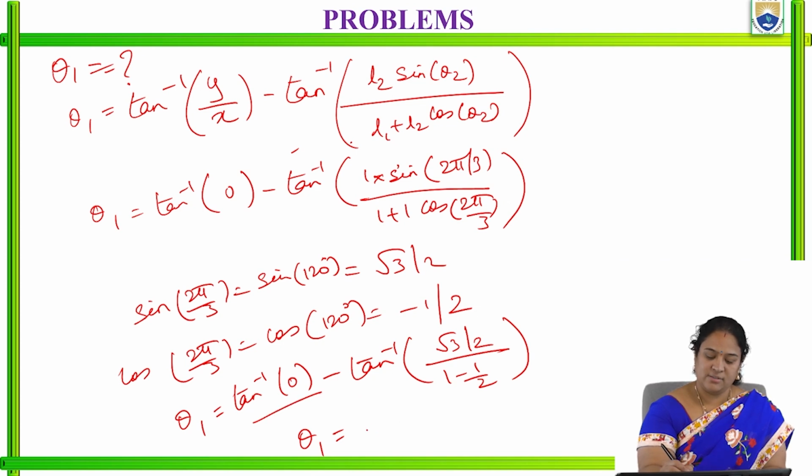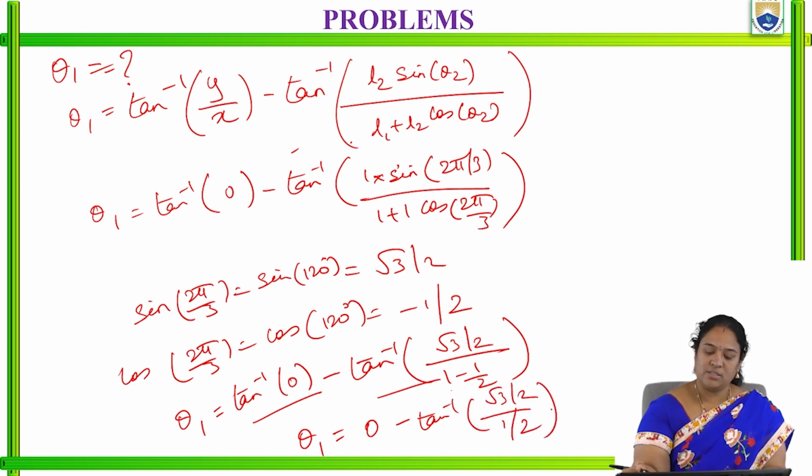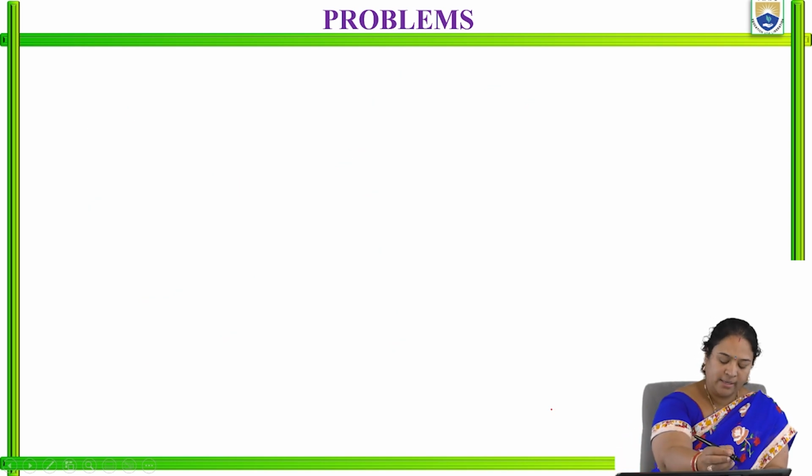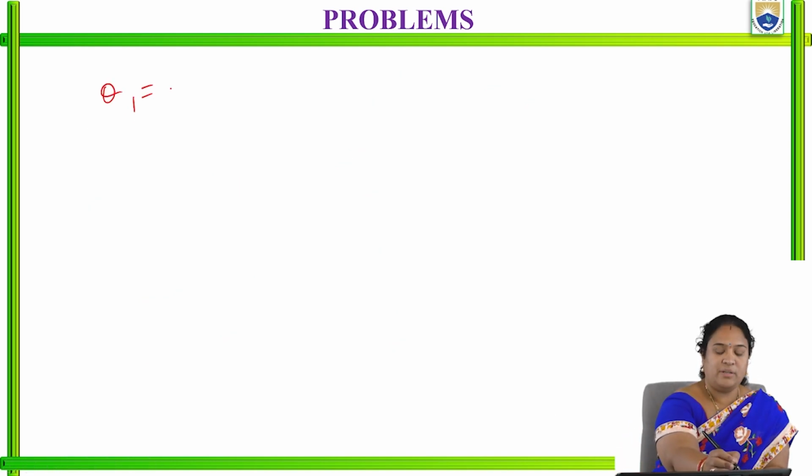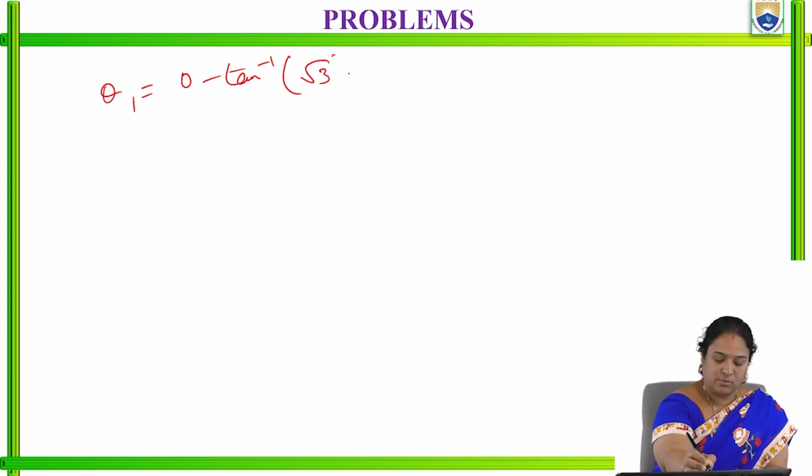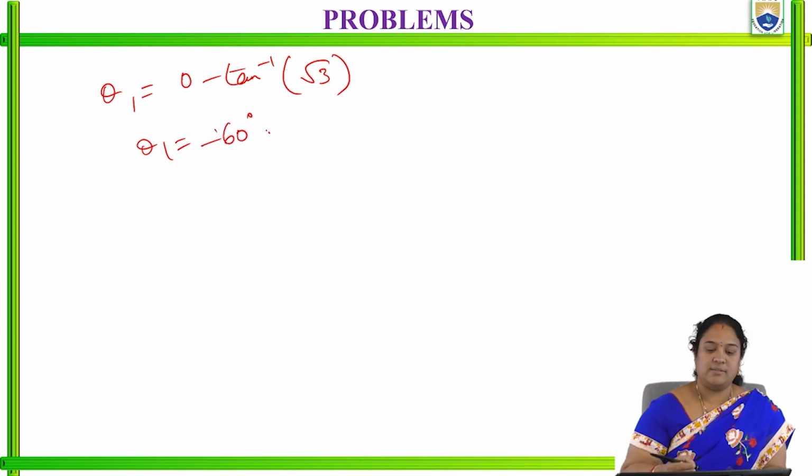where we get theta 1 as, what is tan inverse 0? It is 0 minus tan inverse of root 3 by 2 by 1 by 2. What is 1 minus 1 by 2? It is 1 by 2. Right? So here theta 1 will be equal to 0 minus tan inverse root 3. Right? That is, tan inverse root 3 is nothing but 60 degrees, so theta 1 is 60 degrees.